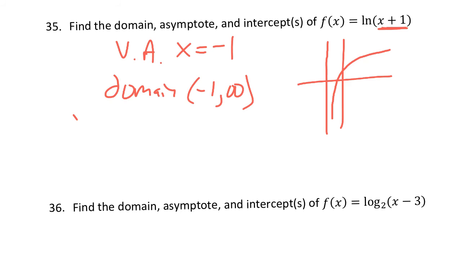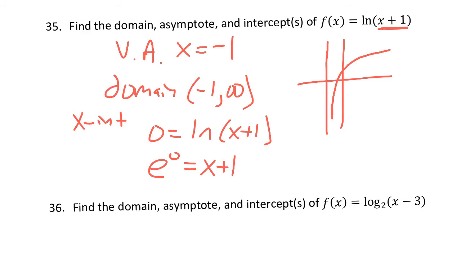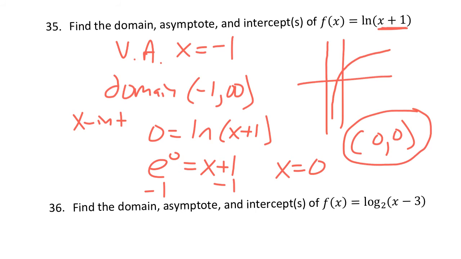And the x-intercept we can get by letting y be 0. When I'm looking at a log problem, I might turn it into an exponential. So e to the 0 equals x plus 1 minus 1. Well, e to the 0 is 1, minus 1 is 0. So it's x equals 0. And the ordered pair 0, 0 is the origin, and therefore it is also the y-intercept as well. So that's both intercepts.